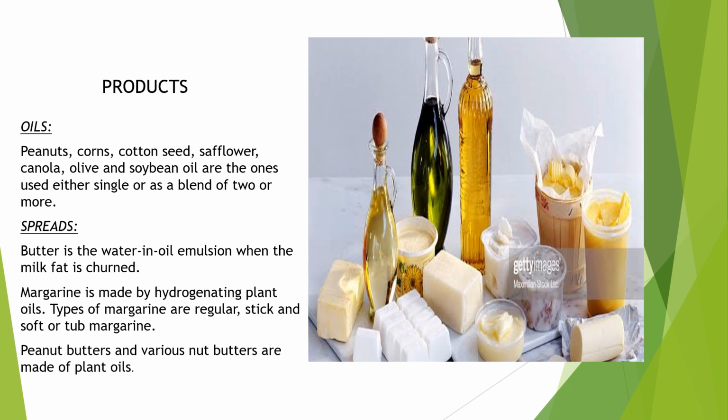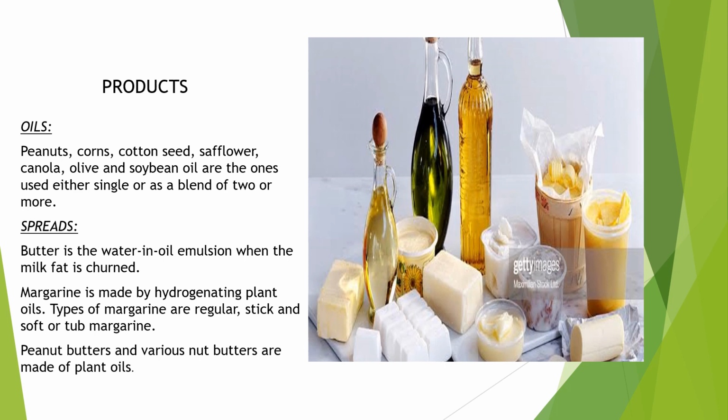The oil products are peanut, corn, cottonseed, safflower, canola, olive, and soybean oils. They are used either singly or as a blend of two or more. That is, any one can be used as a source of oil, or two or more kinds of oil may be blended to make one single oil that can be used in cooking and other cookery processes. Butter is a water in oil emulsion made when milk fat is churned.